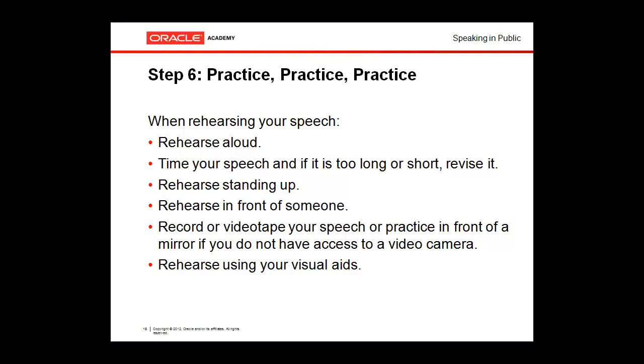Try to eliminate vocal fillers such as you know, and like. Make sure that your gestures and body movements complement your ideas rather than distract from them. Always rehearse using your visual aids to smooth transitions.